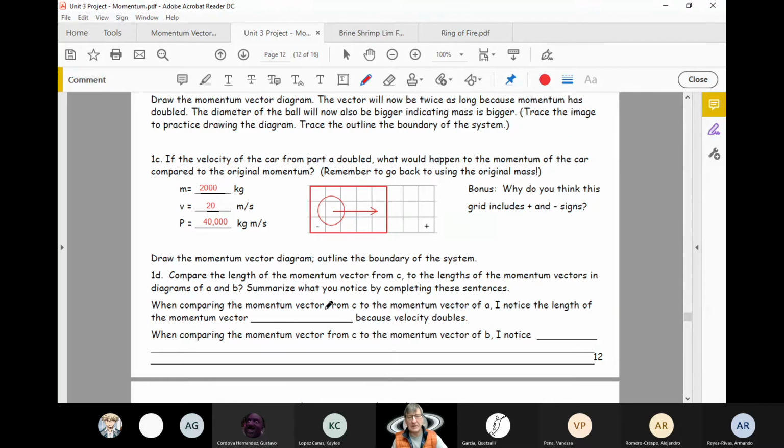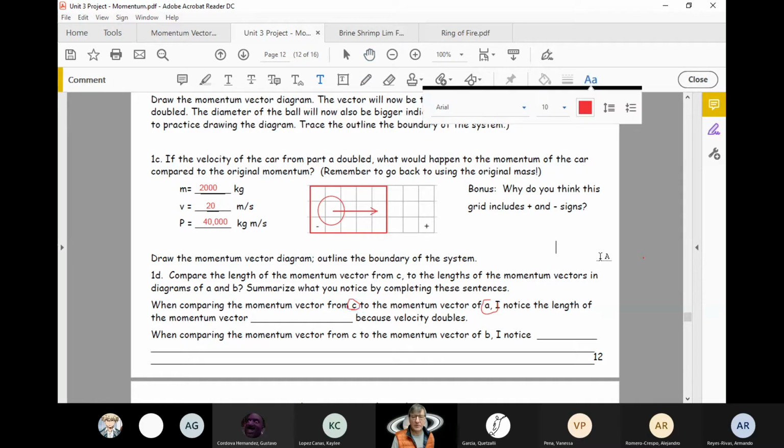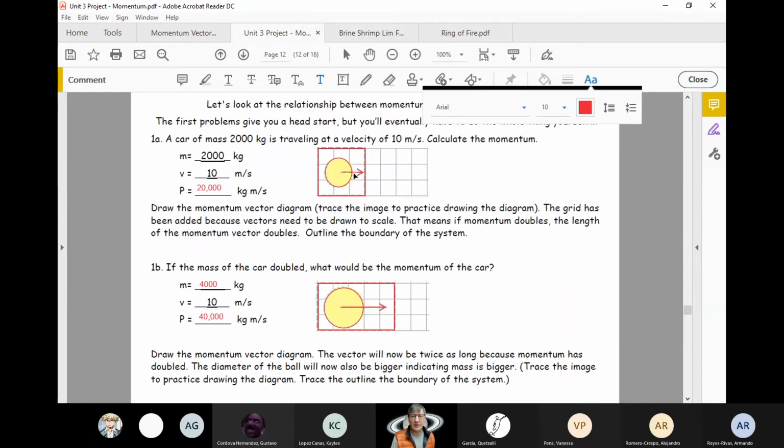So when comparing the momentum vector from C to the momentum vector of A, I noticed the length of the momentum vector, in other words, the arrow, did what? Because the velocity doubled. What do you think? What are you going to fill in here? What happened to the length of that momentum vector? Comparing C to A, what happened to the length of the vector here? Please fill that in for yourself.